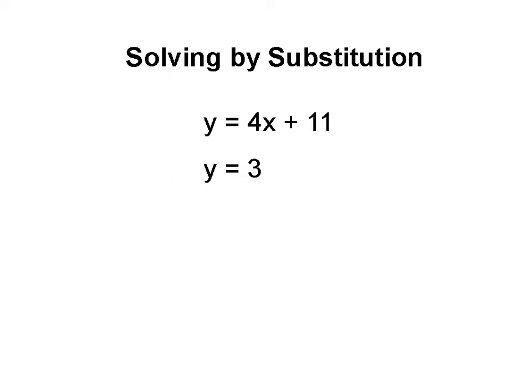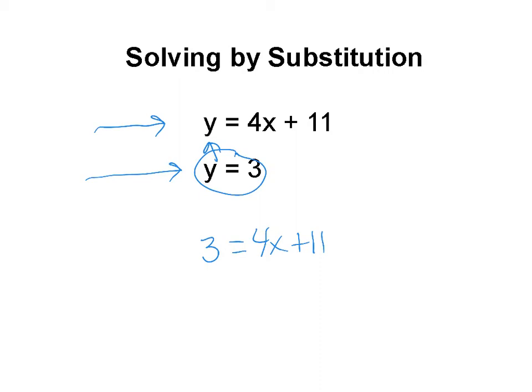Let's do another one. Take a look at this one. Here's my longer equation, right? Here's my really simple one. So let's take the simple one and let's substitute it into the longer one. So if y equals 3, that means I can replace my y with 3 on that first one. And then my goal is to get x by itself, right? So let's start with the piece that's furthest from the x on that side. So let's take away 11 from both sides. That's gone.